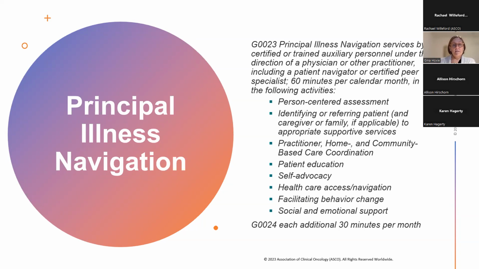The activities that are included in these are the same as those in the community health integration, with the exception of one. The second bullet down says identifying or referring patient and the caregiver or family, if it's necessary, to the appropriate supportive services. So that one is in addition to all of those other elements that are included in the community health integration.